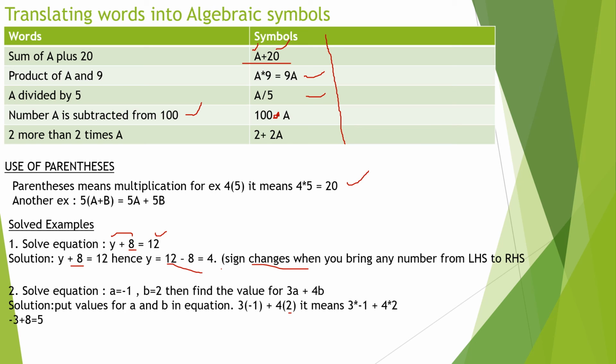Okay, and what do we mean by parenthesis? It is the multiplication sign. So 3 into -1 plus 4 into 2. 3 into -1 means -3. 4 into 2 is equal to 8, and we have 8 minus 3 is equal to 5. This is your answer.